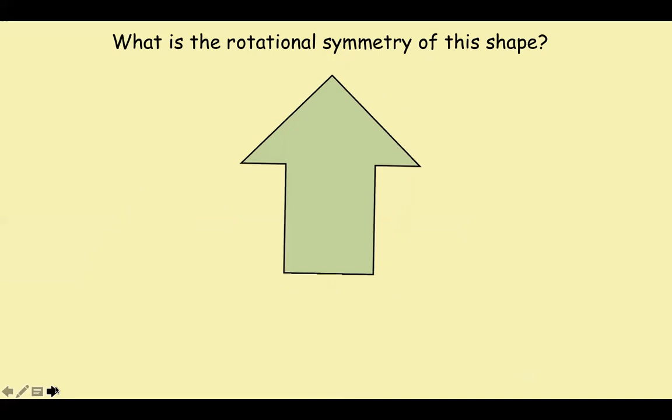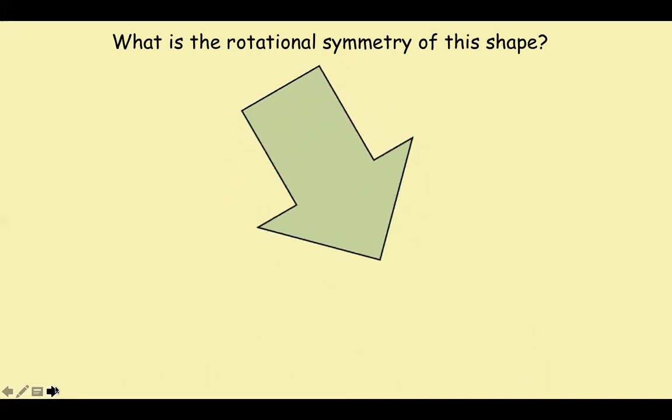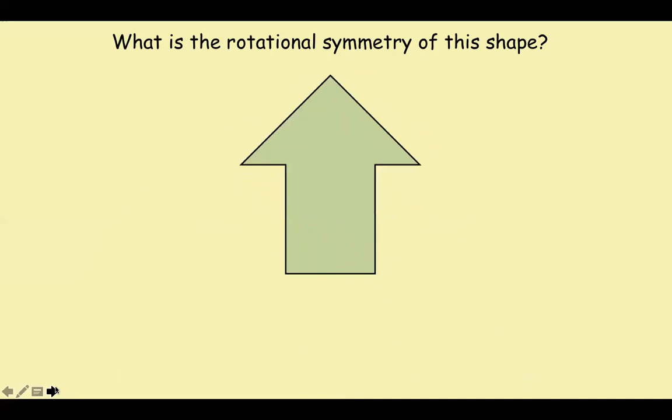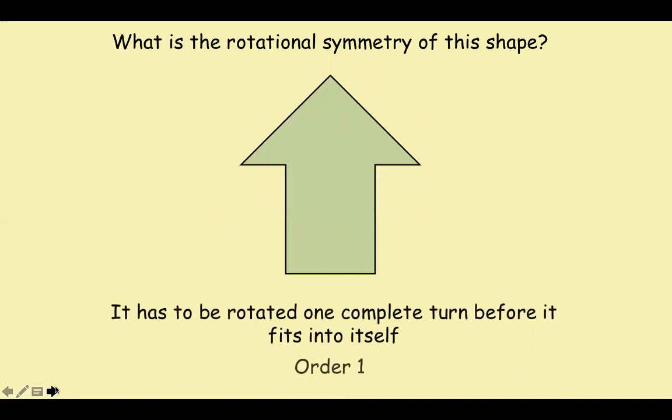If I were to rotate it this way and stop here, it won't look like the original shape. So it has to go 1 round before it looks exactly the same. So we say only 1 rotational symmetry. So we say order 1.